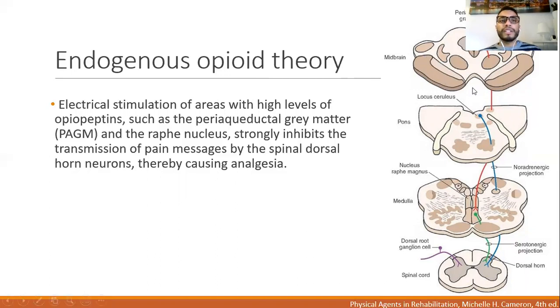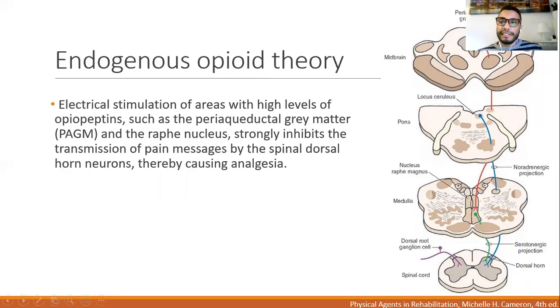So if we compare, in the gate control theory, the pain inhibition occurs in the ascending pathway, okay? Because pain is detected in the peripheral nervous system, then we have transmission to the central nervous system. And from the spinal cord, it goes ascending towards the higher levels of the central nervous system. So this is an ascending inhibition. In the case of endogenous opioids, this is a descending inhibition.